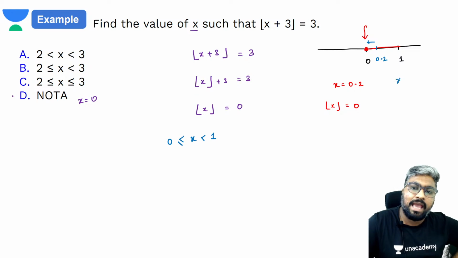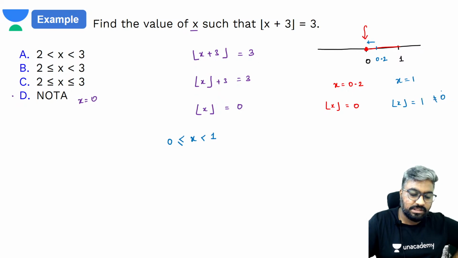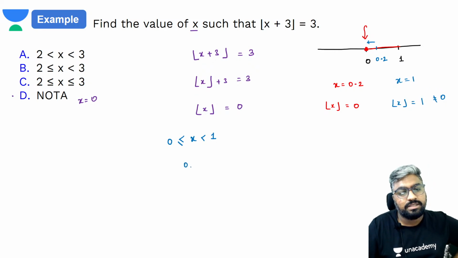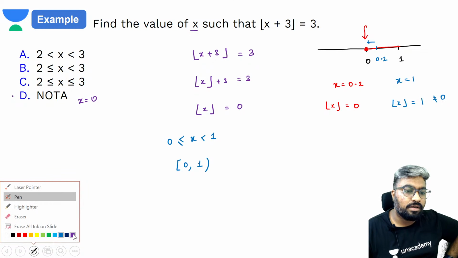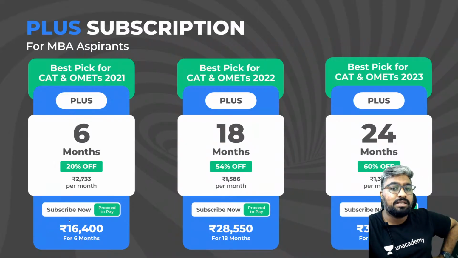अगर मैं बोलूं कि x 1 है तो क्या हो जाएगा? ग्रेटेस्ट इंटीजर फंक्शन ऑफ x will become 1 not 0. यस, क्लियर? सो ये क्या है? 0 से लेके 1 तक, 0 इंक्लूडेड, 1 नॉट इंक्लूडेड. गाइस, फ्लोर फंक्शन, सीलिंग फंक्शन बहुत ज्यादा जरूरी है, स्पेशली फॉर कैट काइंड ऑफ टेस्ट.